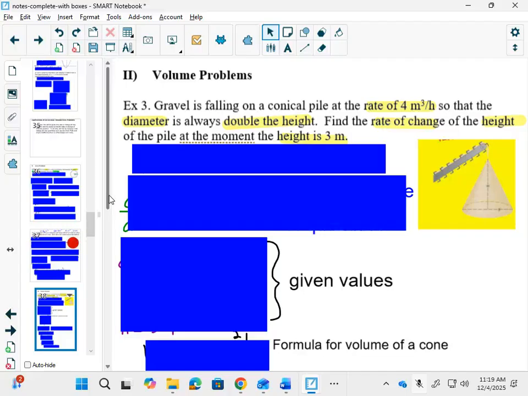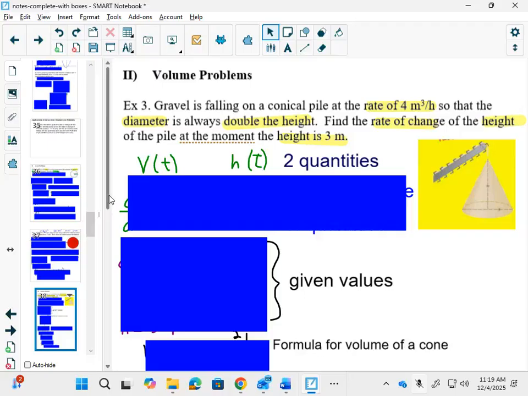So what we're trying to figure out here is, if you were doing this, once the height hit 3 meters, how fast is it actually changing at that moment? What could you expect in the next hour? So what do we have?